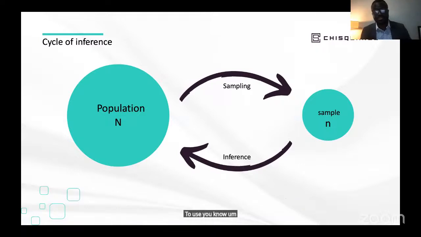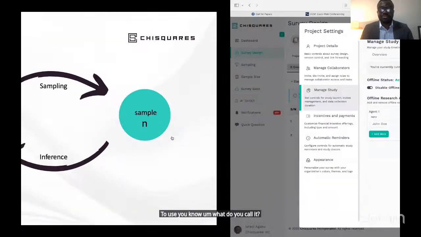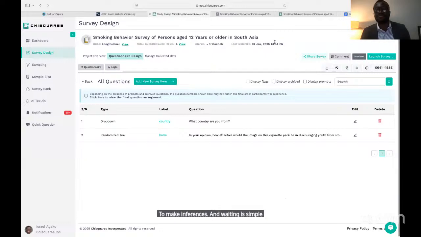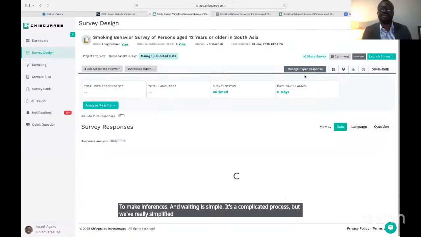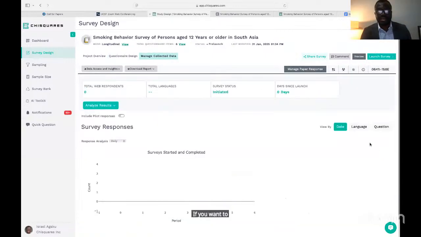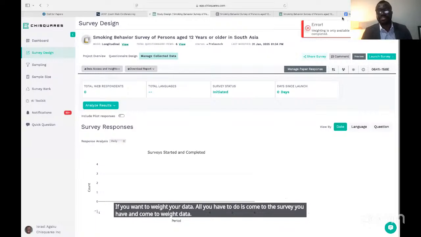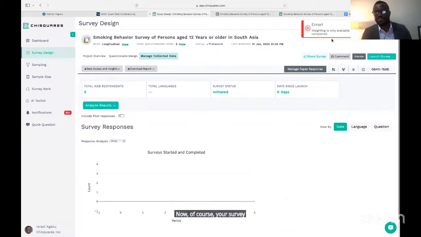and then you have a bit more ability to make inferences. And weighting is simple. It's a complicated process, but we've really simplified it on the Chisquares platform. If you want to weight your data, all you have to do is come to the survey you have and come to weight data. Now, of course, your survey has to be completed before you weight because it's taking the whole survey and weighting it.